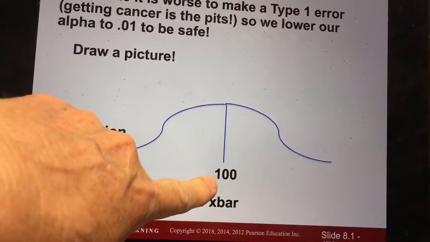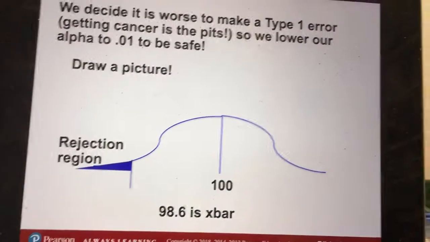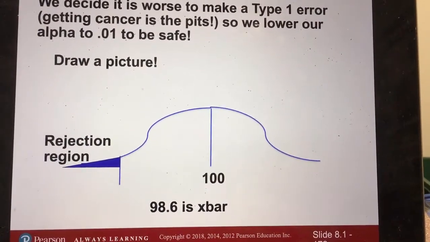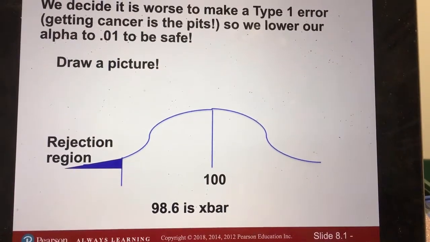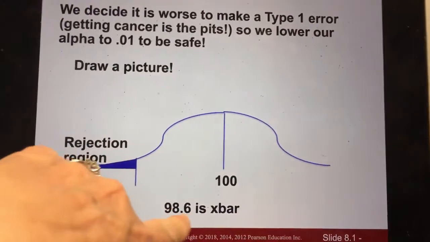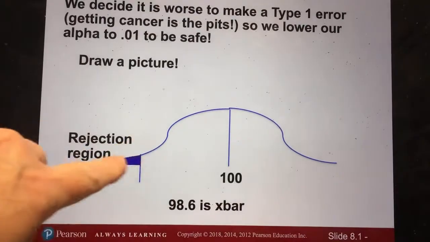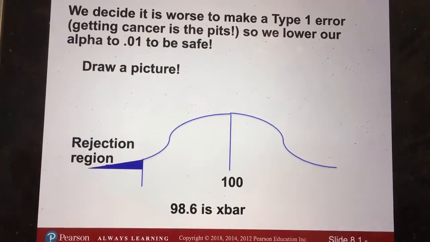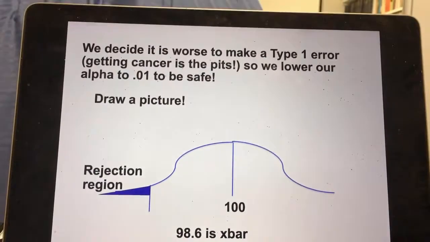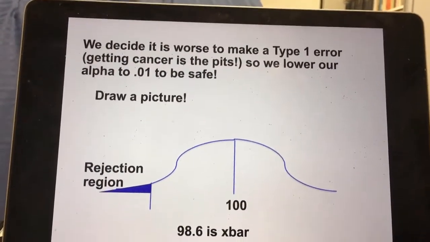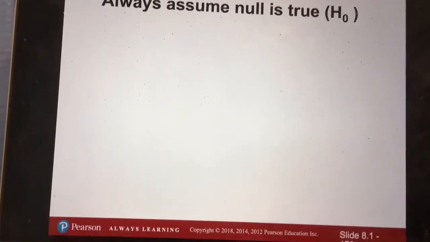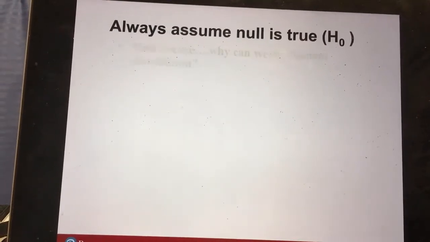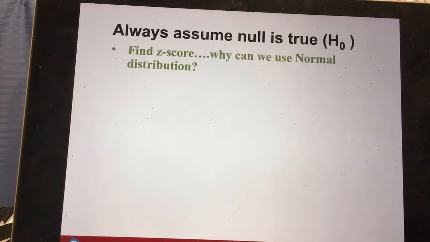Okay, so now this is just kind of a very crude picture of what's going on. This was the projected mean. The 100 is that critical value that's going to give us skin cancer. So 98.6 is the X bar. We're trying to find out what is this rejection region and where are we actually on the scope of things here. So we're always going to assume that our H sub 0 is true.